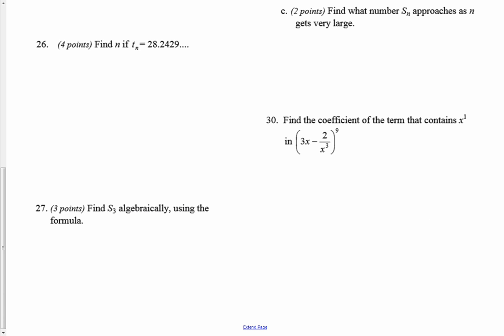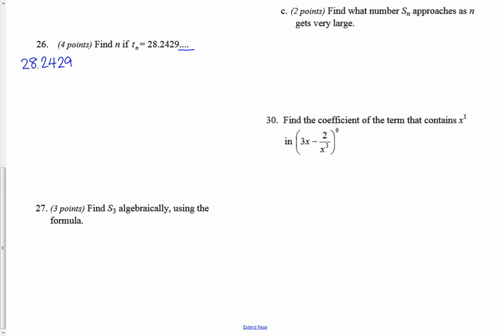Question 26 says to find n if t sub n is 28.2429. Now, I've given you these decimals in the end. That means that I'm truncating. So you might not get exactly a value for n, but we should be able to round it appropriately, and it should be very close to a whole number.